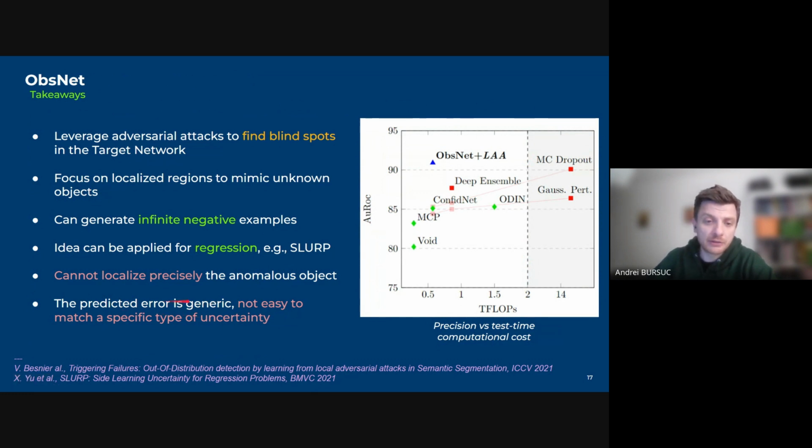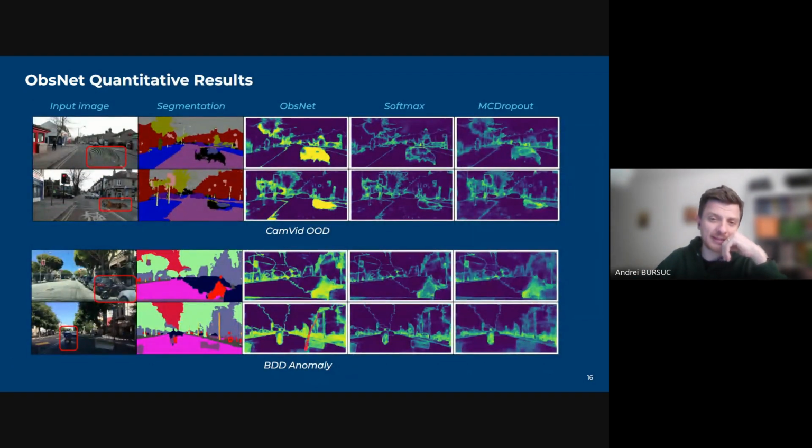Another drawback of this type of methods is that the predicted error is quite generic. As I said just before, it's not easy to map a high error to a specific type of uncertainty. Here visually we can assess that it might be an instance of aleatoric uncertainty because it's farther away pixels. Here we have a reflection on the windshield, and again it might be some aleatoric uncertainty because it hinders the visibility. But then for the others we don't know.